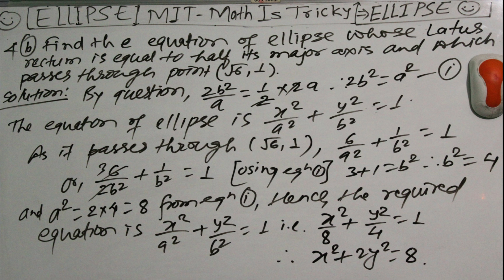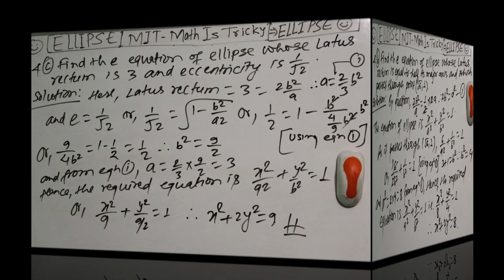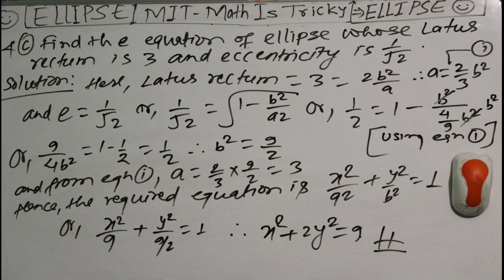But my dear students, again I'm repeating here: to find the equation of the ellipse we need a square and b square. For that we have to use the given condition and simplify to get the required answer. Now let's move to question number 4c. Here we have to find the equation of the ellipse whose latus rectum is 3 and eccentricity is 1 by root 2. So first you understand, you have to get the values of a square and b square by using these two conditions, and then we'll get the answer.